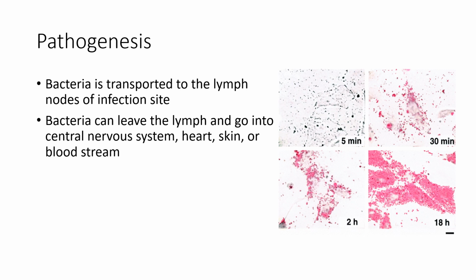And bacteria can leave the lymph and go onto the central nervous system, the heart, skin, or the bloodstream, and that is more common in the immune compromised. And this picture here just shows how fast it can replicate. It started from nothing to 30 minutes to 2 hours to 18 hours in a cell.